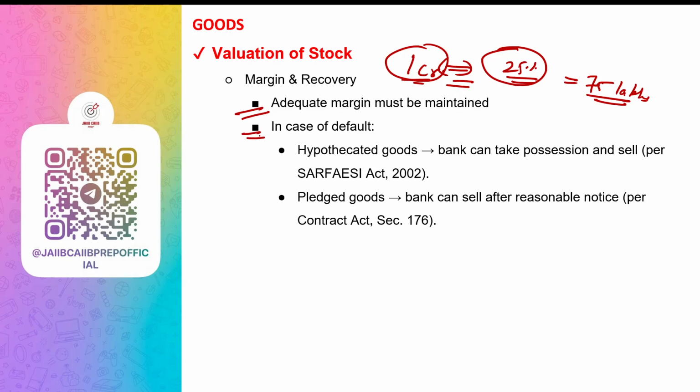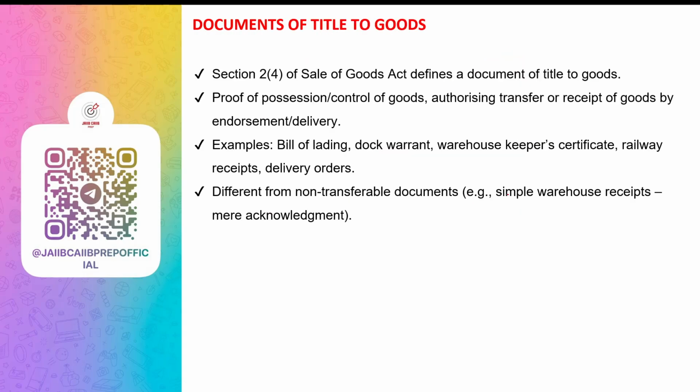In case of default and the nature of charge is hypothecation, bank can take possession and sell goods under SARFAESI Act without court intervention. But again, it is subject to certain conditions. And in case the nature of security, in the nature of charge is pledge, bank can sell pledge goods after giving reasonable notice under section 176. So if it is hypothecated, bank take the possession and then sell goods. If the nature of charge is pledge, bank already has the possession, bank only needs to give a reasonable notice to the borrower, and then bank can sell the goods.